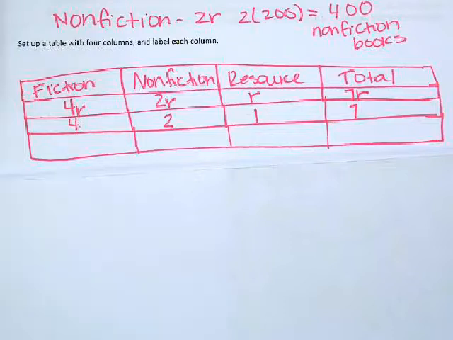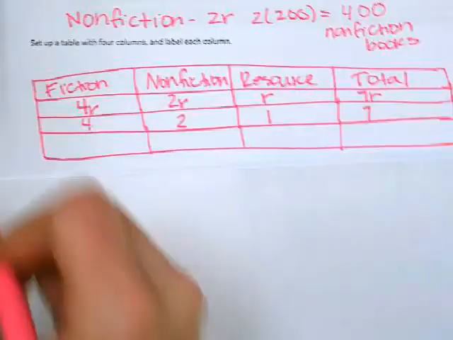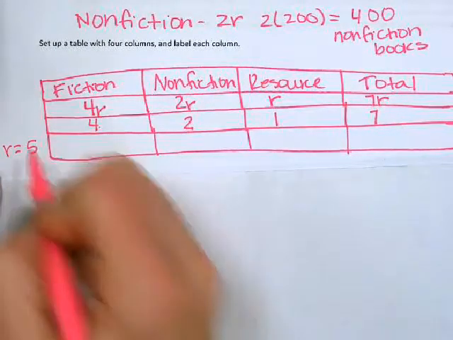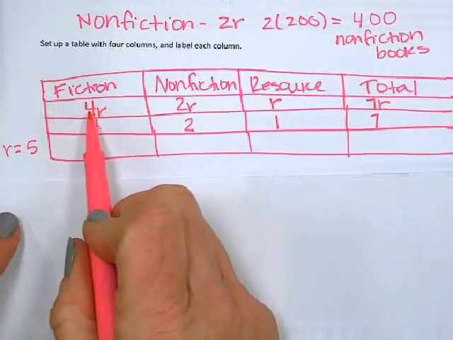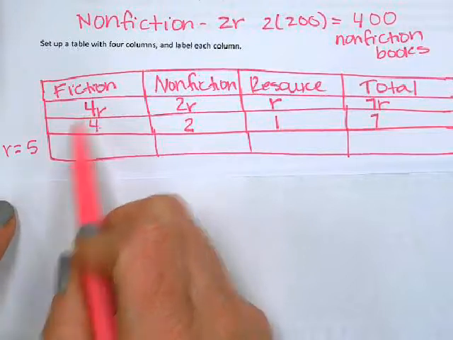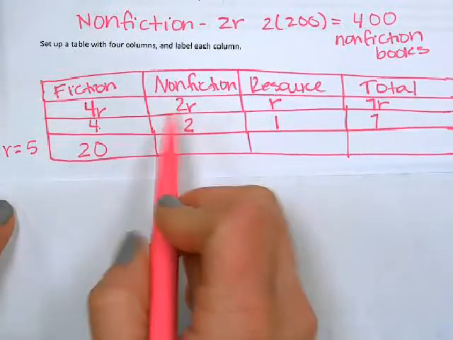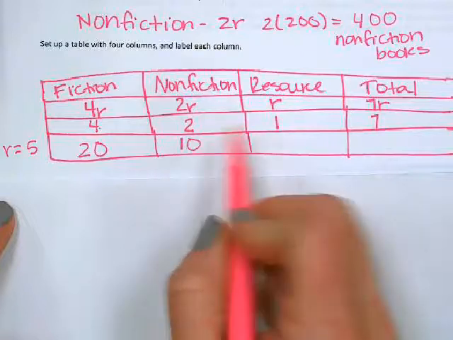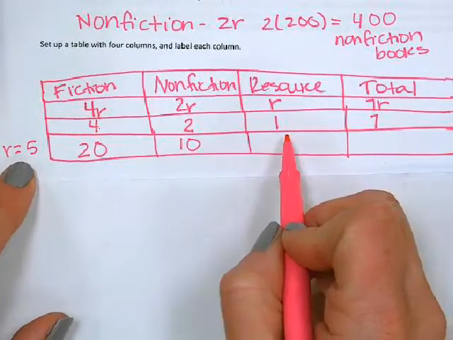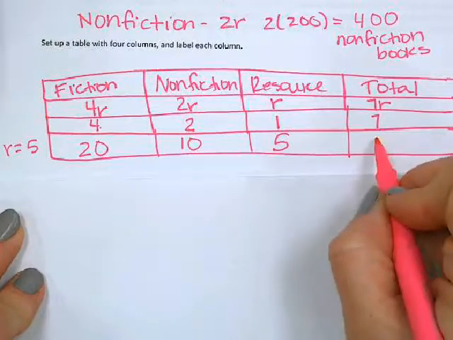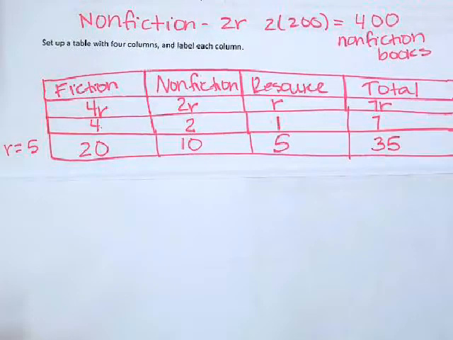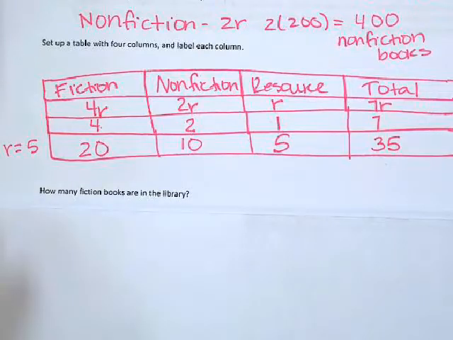Okay. So then let's say that in this next row that R is worth 5. And I'm going to write that out here. Let's say R equals 5. So now I'm substituting R for 5. So I'm still using the same equation for R. So for fiction, I would say 4 times 5 is 20. For nonfiction, 2 times 5 is 10. Again, for resource, it's just R, so R equals 5. And then I would have to add that total, 20 plus 10 plus 5. And in my total, I would get 35. So again, just practicing substituting numbers in for that R.